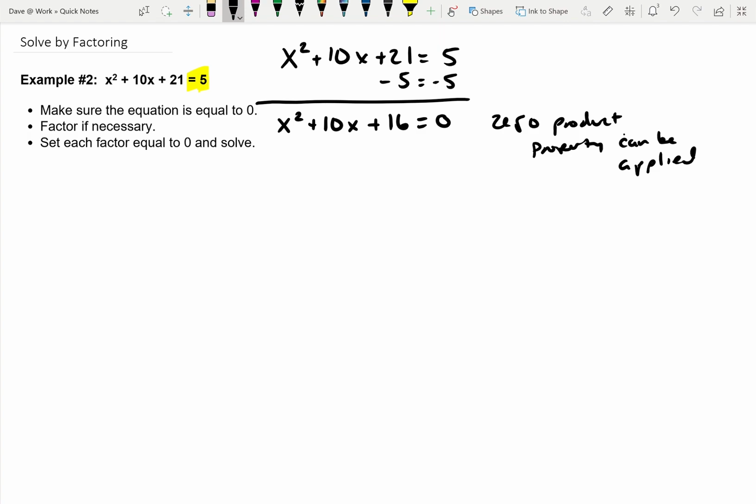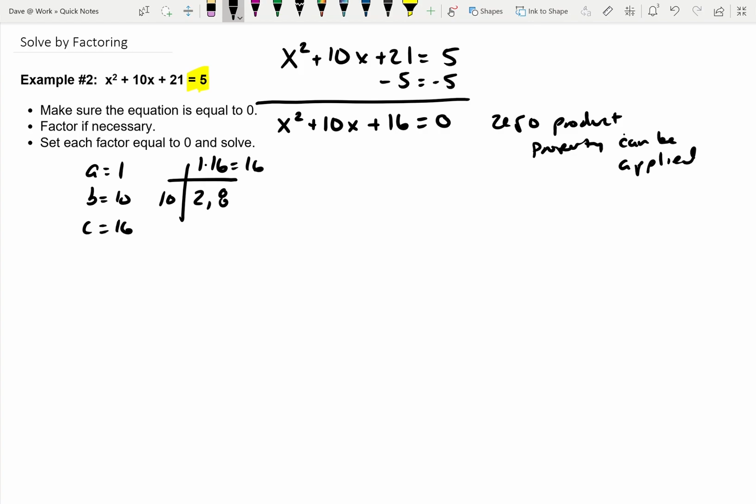Sorry if that's a little sloppy. But now I can do my factoring. So again, I need to figure out that A is 1, B is 10, C is 16. I should have checked the greatest common factor, which I know right away is 1, so I'm jumping right ahead to the factoring part. I'll need to figure out two numbers that multiply up to 16, and those two numbers need to add up to 10.